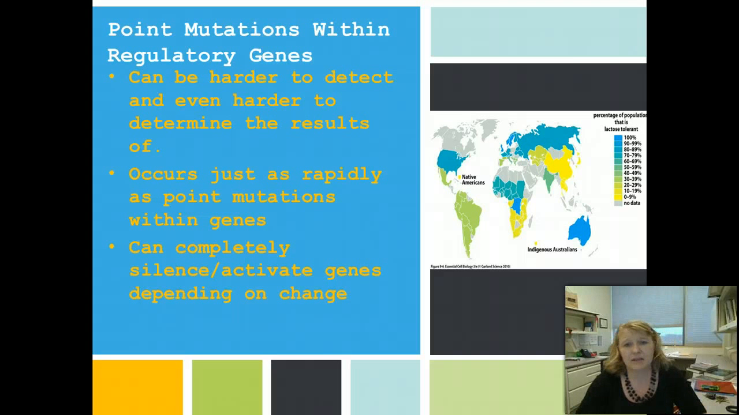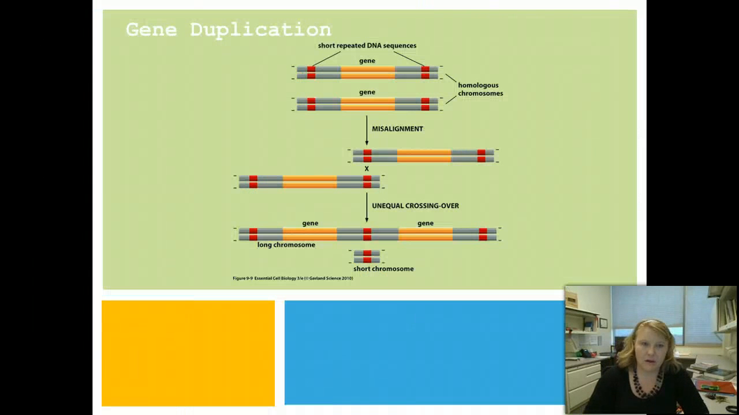And one example of this is lactose intolerance. Humans are one of the few organisms that can consume milk as adults, and that's because we produce an enzyme known as lactase. However, there's a growing population of people who can't produce lactase, and so they're lactose intolerant. And you can see an image of that on the slide here. That's just one example of how point mutations within regulatory genes can affect normal functioning of the cell.